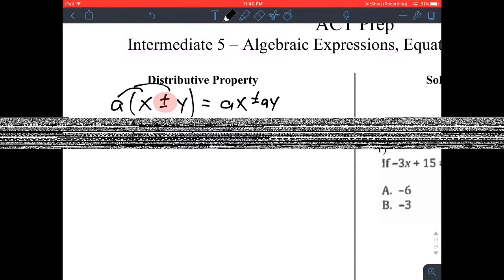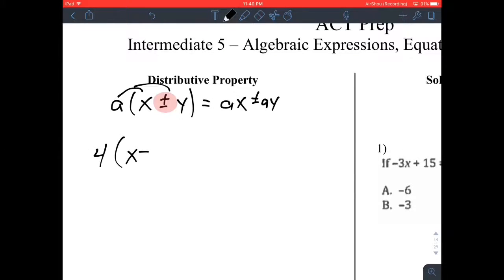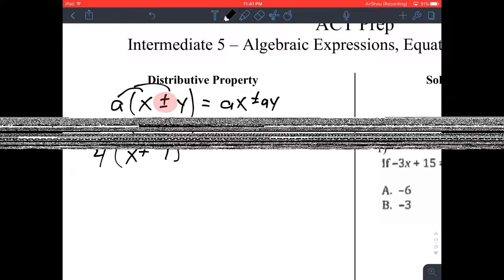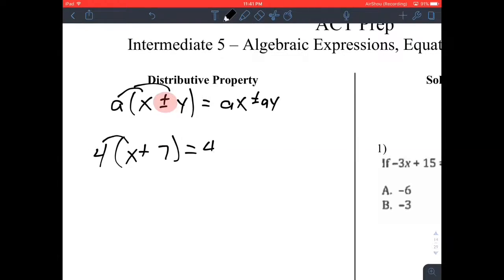Example with numbers, let's say we had 4 times x plus 7. We would multiply the 4 times the x, 4 times the 7. That's the distributive property.